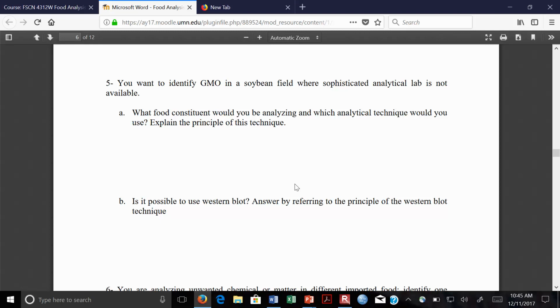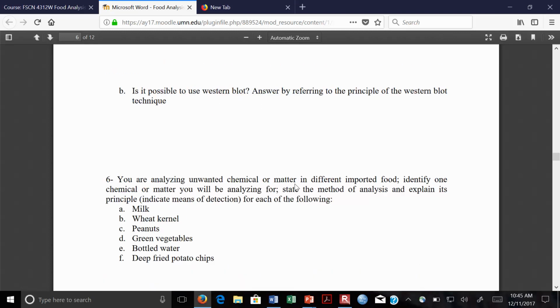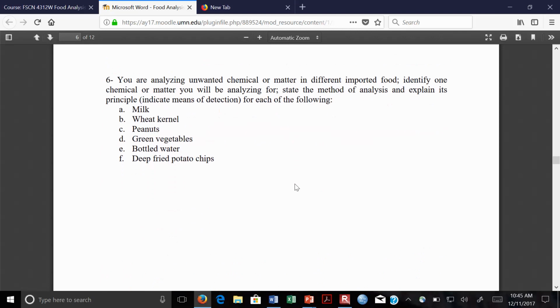So the question says, identify one chemical or matter you will be analyzing. And I say matter because it could be extraneous matter. It could be insect part or insect larva. It could be stones, or it could be glass, or it could be whatever. So you would identify, that's what we just did.